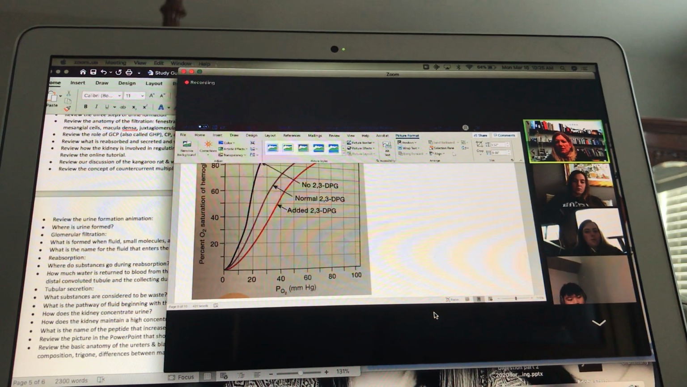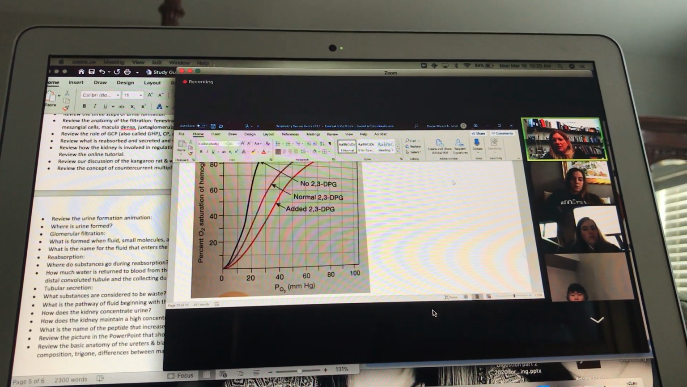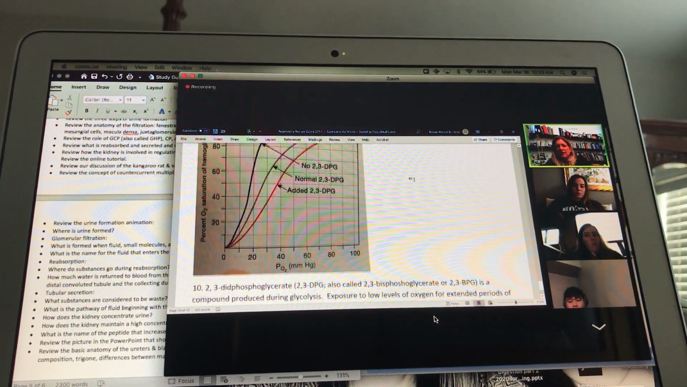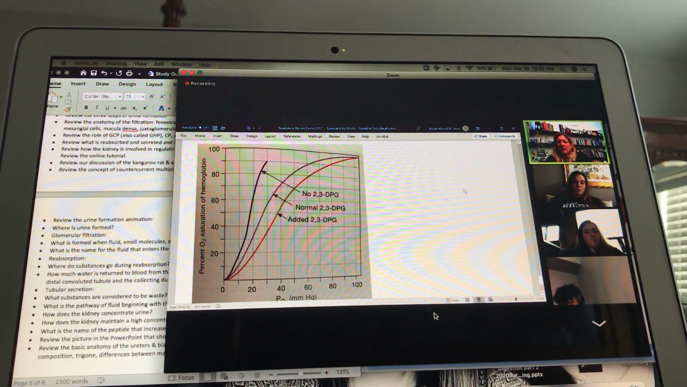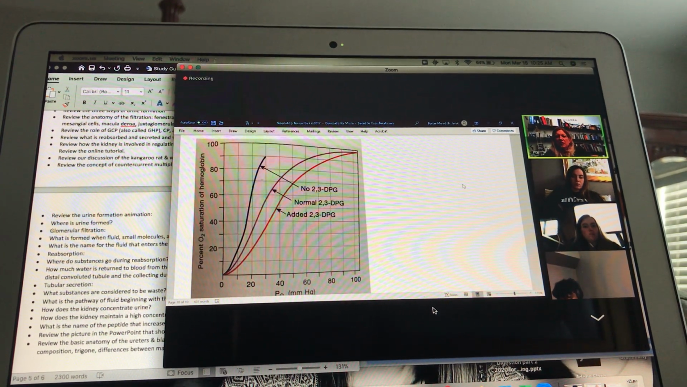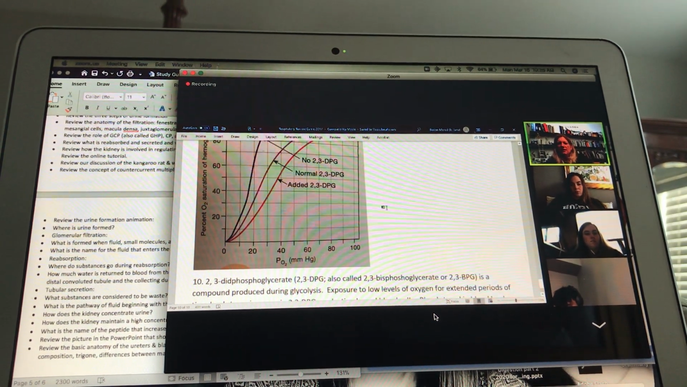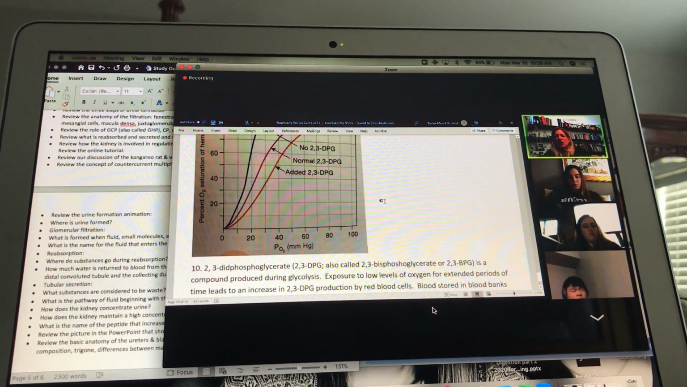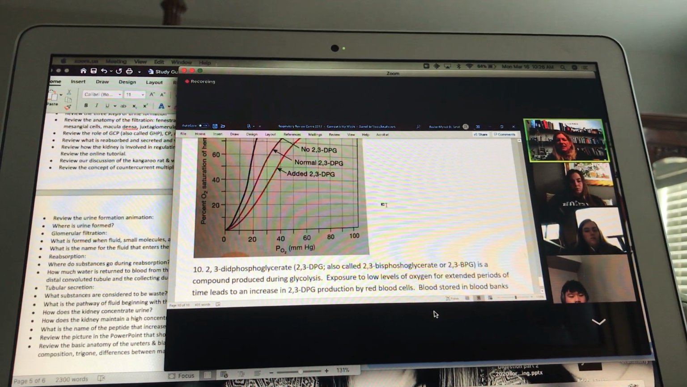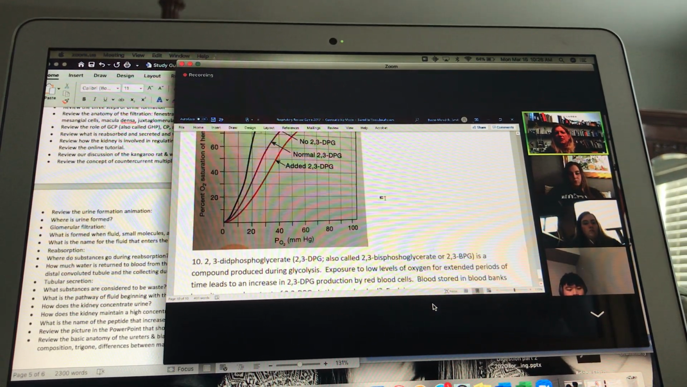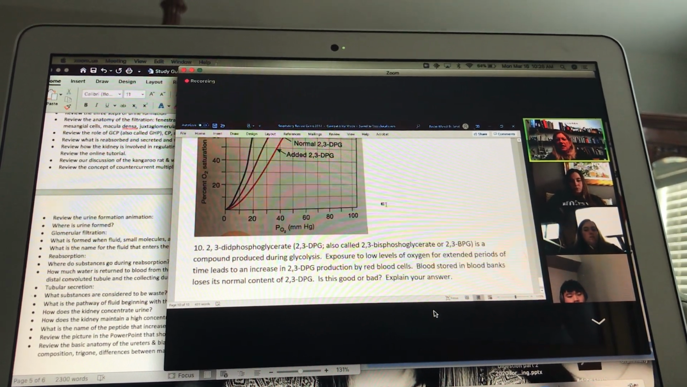So when you looked at the DPG one, let me see if I can move things so I can see. And you can see. Okay, when we looked at these graphs, remember, you had to figure out whether it's a good thing or a bad thing to have DPG. So what this says is that low exposure to low levels of oxygen for extended periods of time leads to an increase in 2,3-DPG production by red blood cells.